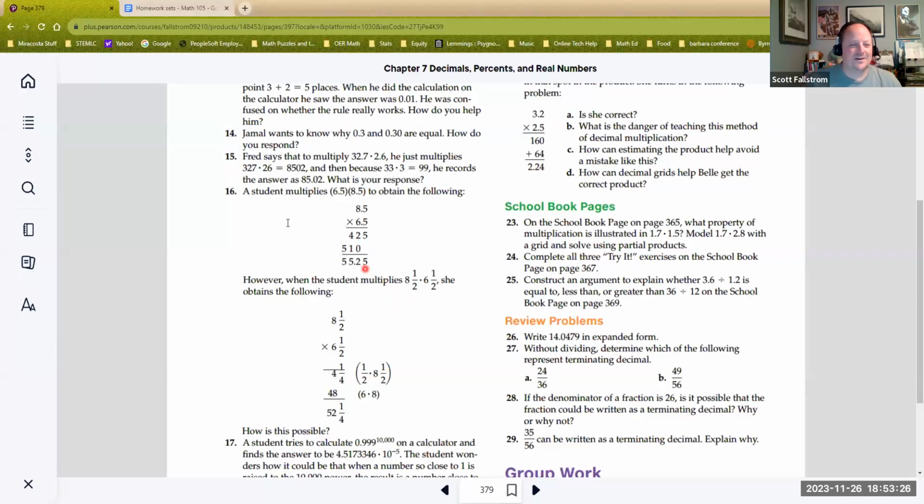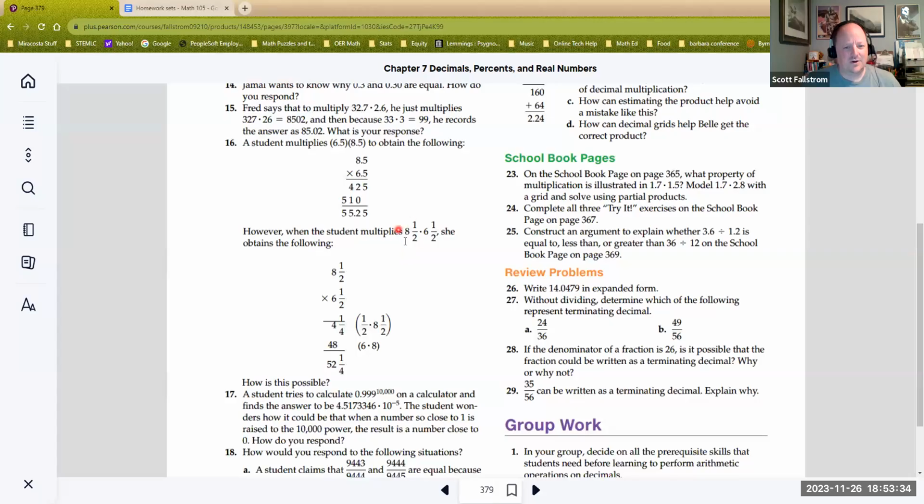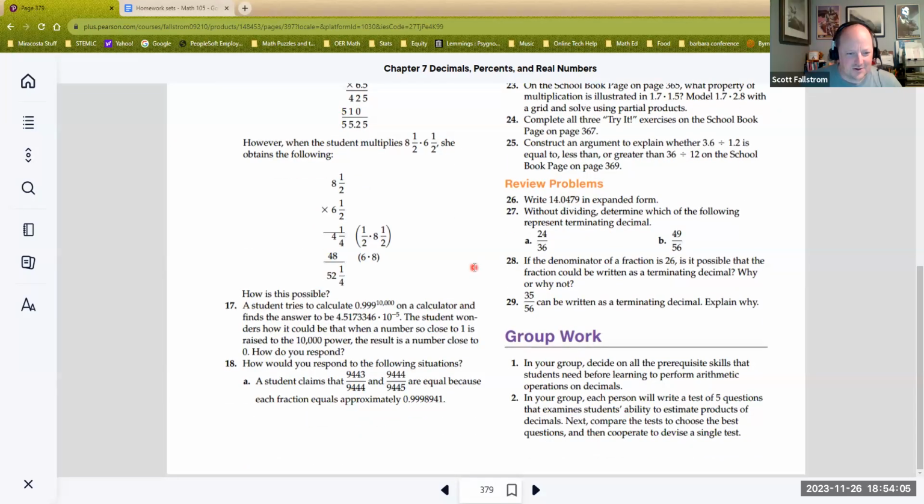Let's take a look. We've got a student who multiplies 6.5 times 8.5, uses this approach, gets 55.25. Comes down here, does 8.5 times 6.5, multiplies the 1/2 times the 8.5, then multiplies 6 by it, gets these numbers, adds them together, and says, hey, wait a minute, those aren't the same. What happened? What's wrong? What isn't wrong? What went well? What did this student do correctly?